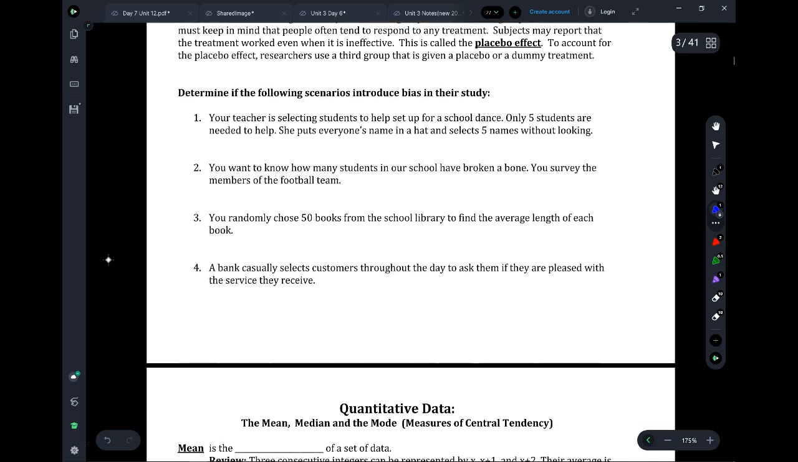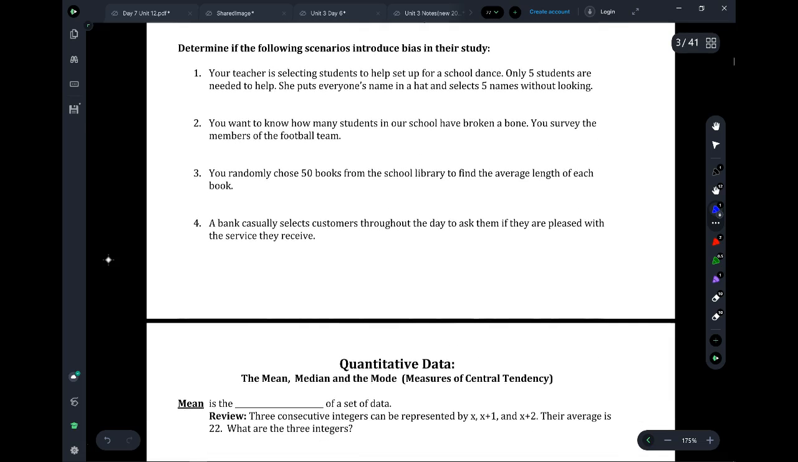So these next 4 examples here are just sort of asking you if you can decide if there's bias introduced into their study or not. Number 1 says, your teacher is selecting students to help set up for a dance. Only 5 students are needed, so she puts everyone's name in the hat and selects 5 names without looking. Sounds pretty randomized to me, so I would say that there is no bias for this example. No bias introduced there. She did it at random.